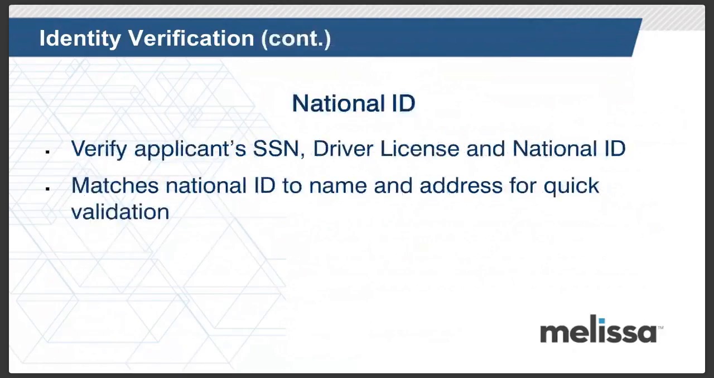We can also verify the national ID. For example, here in the U.S., it would be a social security number or driver's license. Other countries have their own form of national ID. With the national ID, we can match it against the name and address, and that can be used to give more confidence, indicating that this person is really who they are.